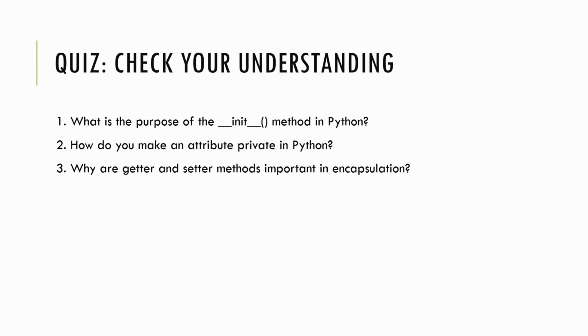That concludes our overview of encapsulation in object-oriented programming. By using private and public members along with methods like __init__ and getter and setter functions, we can better manage code integrity and enhance the security of our classes.